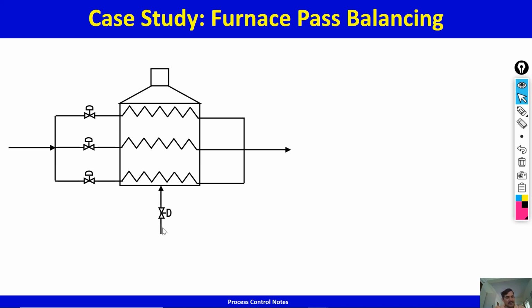So what you want is that each of the tubes foul at approximately the same rate, and that is typically done by ensuring that the temperature rise across each of the passes is the same. That means the amount, so this is called pass balancing. So the amount of flow through each pass is kept such that the temperature rise across each of the pass is the same. This is called furnace pass balancing.